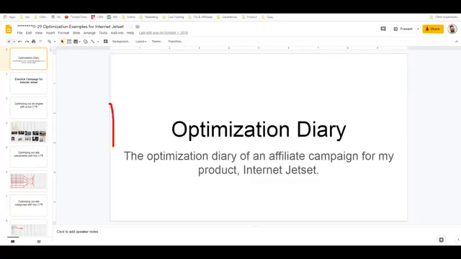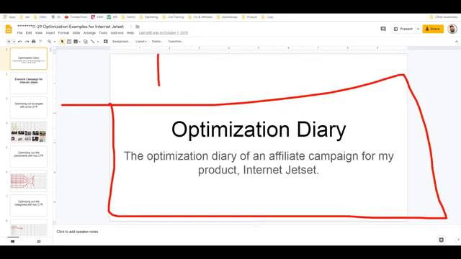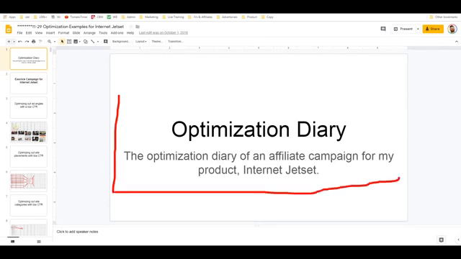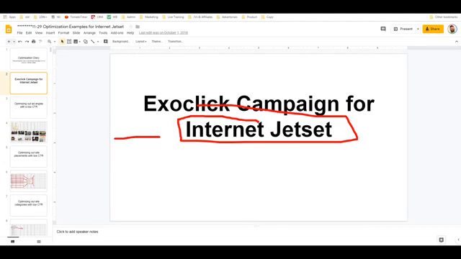Now, I do what's called keeping an optimization diary. So when I'm trying to figure out how to market a particular niche, what I do is I just literally diary about my efforts of marketing my product. So I'm gonna go through a couple different examples of marketing my own product, which was an ebook at the time called Internet Jet Set back in 2017. This is the last time I kept an optimization diary because I was just trying to get this up and going.